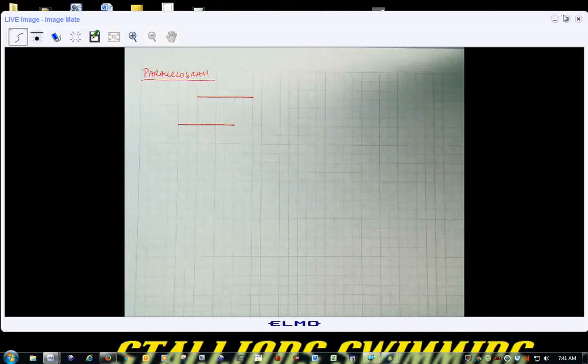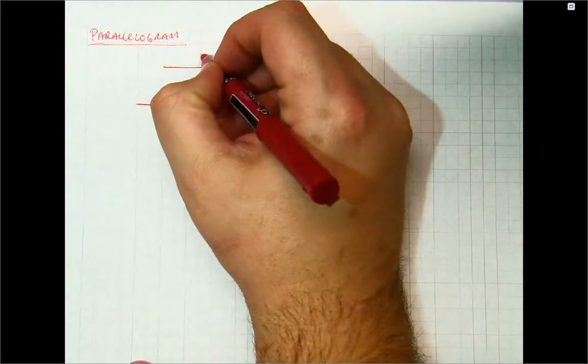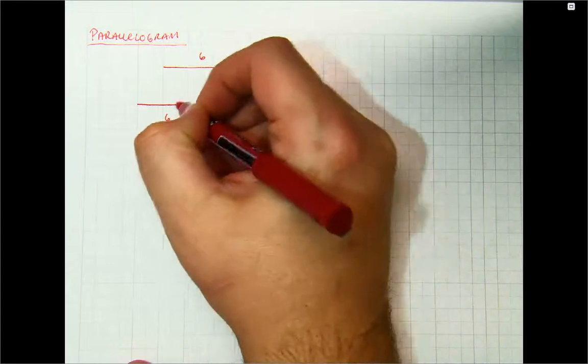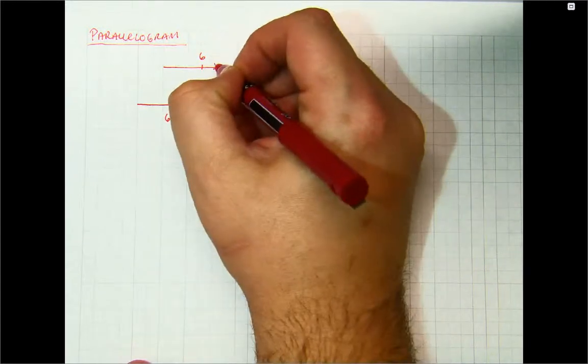When you start with parallelograms, you start with two sides like this. That's 6 units, that's 6 units. So they're the same size, but they're also parallel to each other.